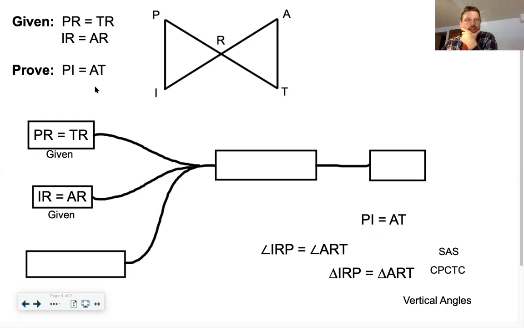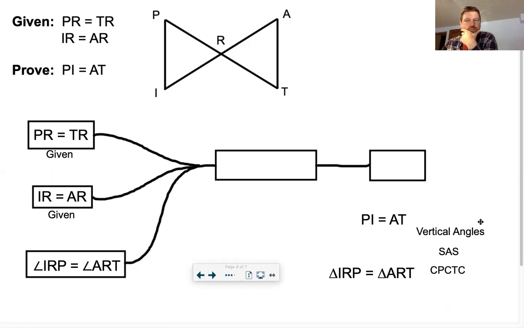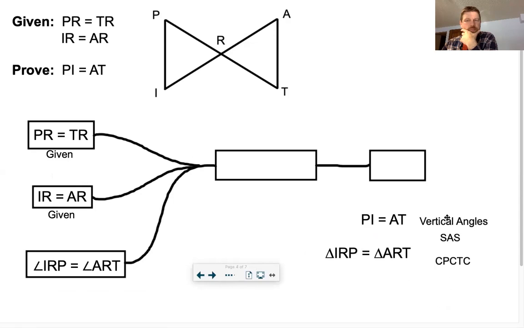And the third thing I had said in our previous proof was that these angles there were congruent, which are these angles. And do you guys remember which of these reasons was for that? Hopefully. It's because they're vertical angles.